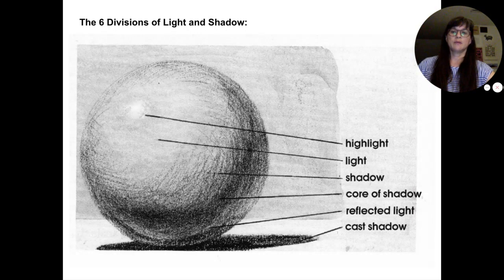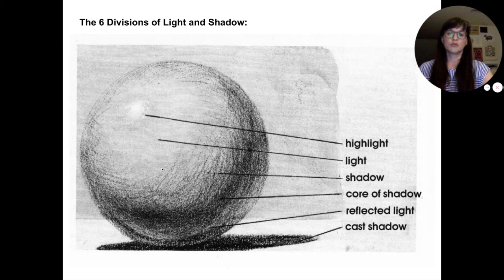So I want to talk to you a little bit about what we call the 6 divisions of light and shadow. If you were to look at an object that's sitting in light, such as a sphere, what we see is the brightest highlight right here, which is called the highlight. And then around that highlight, it's where the light is still hitting that object. Even though the tone is no longer as white as the brightest white, this is still considered light because the light is still hitting the object right in that area.